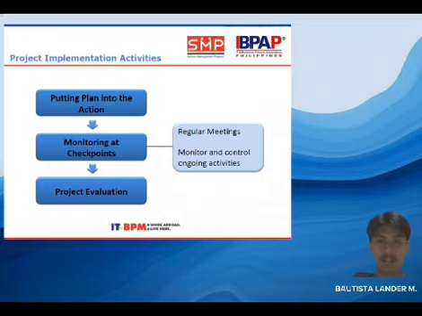The image depicts a flowchart outlining a project management process. It starts with putting the plan into action, followed by monitoring at checkpoints, and concludes with project evaluation. A parallel process involves regular meetings to monitor and control ongoing activities. The flowchart illustrates a cyclical approach to project management, emphasizing continuous monitoring and evaluation.